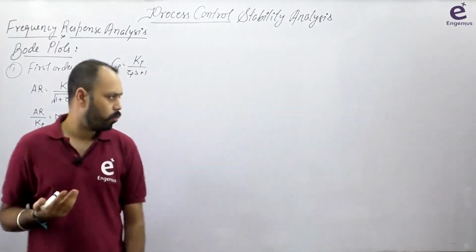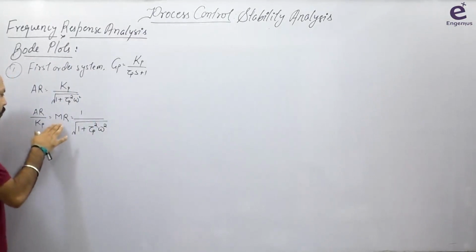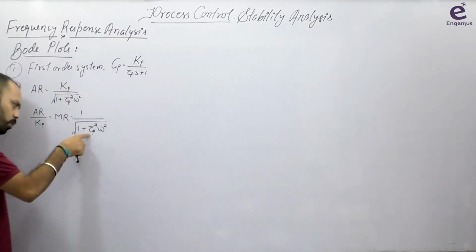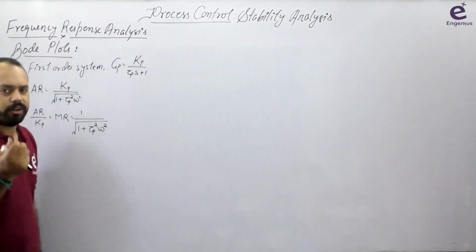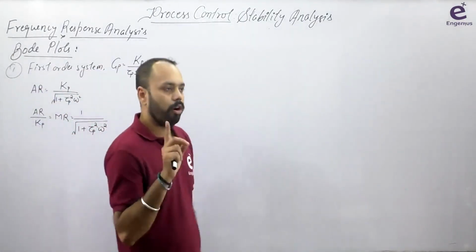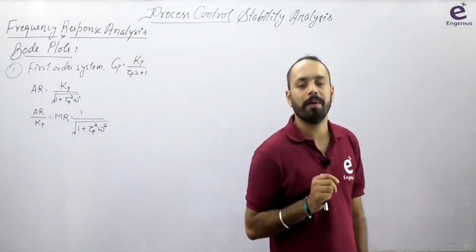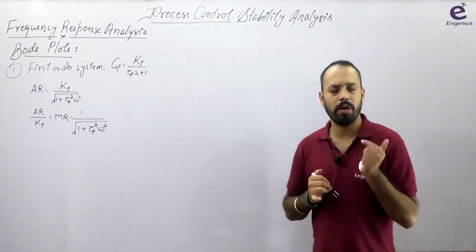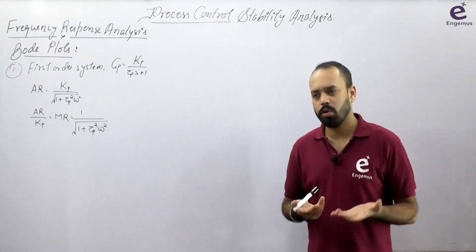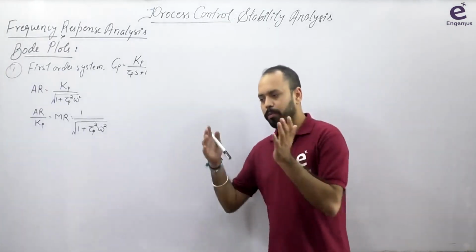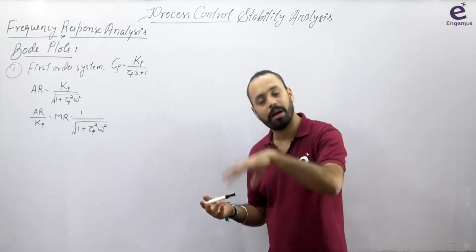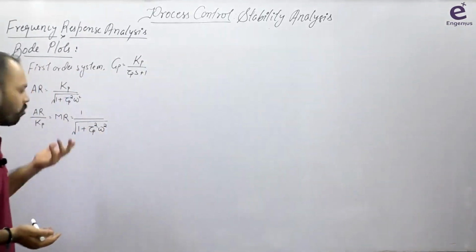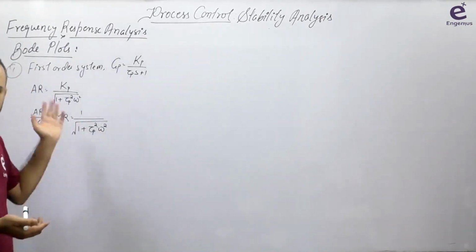But many times we make a graph between MR or AR versus omega tau, not only omega. Why? Because tau is there. If tau is not there, for example, the amplitude ratio of a pure capacitive system was Kp by omega. Here tau is not there, so you won't plot AR versus omega tau, only omega. If tau is there, we plot AR versus omega tau. If not, we plot AR or MR versus omega.